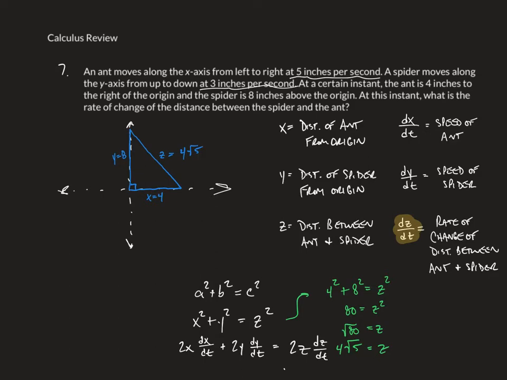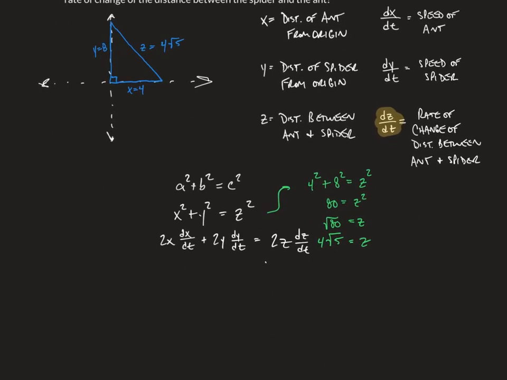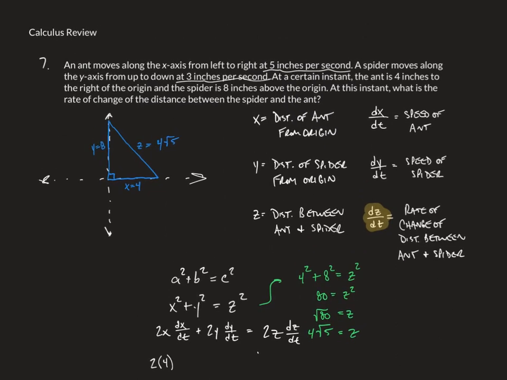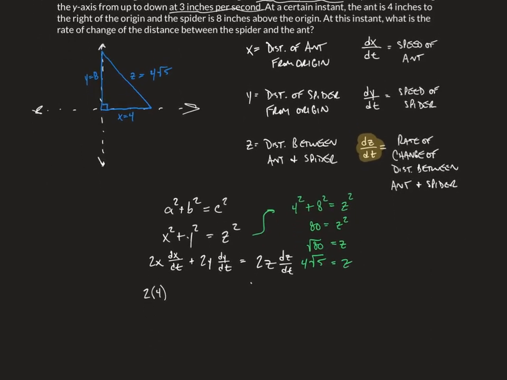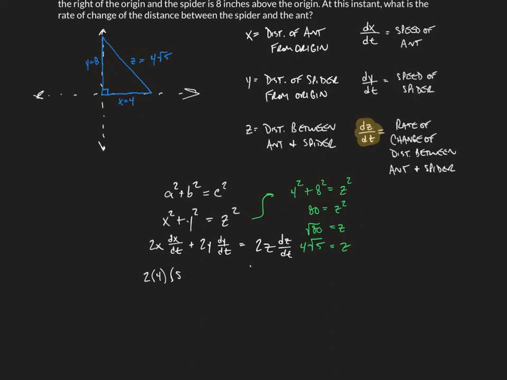And a lot of these values I know. I know that x at one time is equal to 4, and at that time the rate of change is 5 inches per second away from the x-axis. So dx dt is 5, plus 2 times 4 times 5. At that same time, the spider is 8 inches from the origin, but it's traveling toward the x-axis.